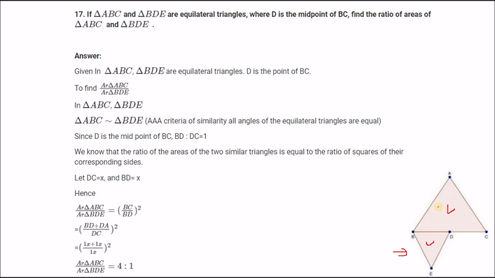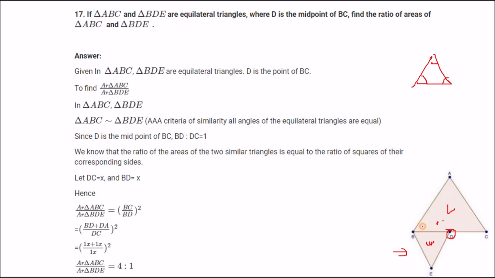All the triangles in the world which are equilateral are similar. So you don't have to worry about this, because any equilateral triangle you take has angles 60, 60, 60. So of course, by AAA, these two triangles are similar. When they are similar, then we can take the ratio of the sides.